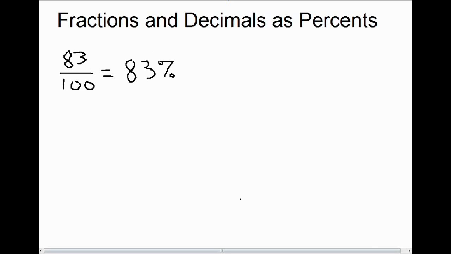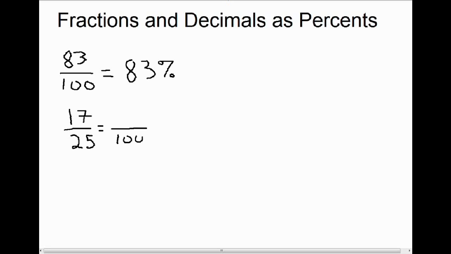Well, oftentimes we're dealing with fractions that aren't out of 100. So, for example, suppose you had a test that was out of 25. And let's say you got 17 out of 25 on that test. And you wanted to know, well, what is that as a percent? If we want to know what that is as a percent, again, a percent means out of 100. So what we want this fraction to be is, we want it to be out of 100. So we want the denominator to be 100.